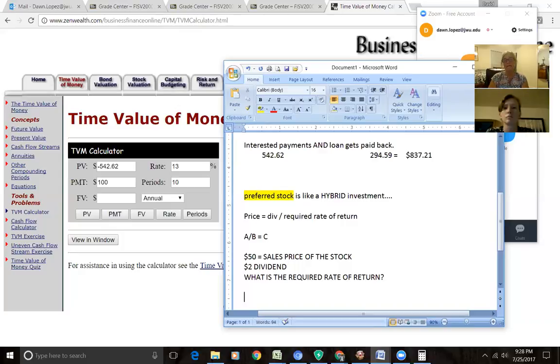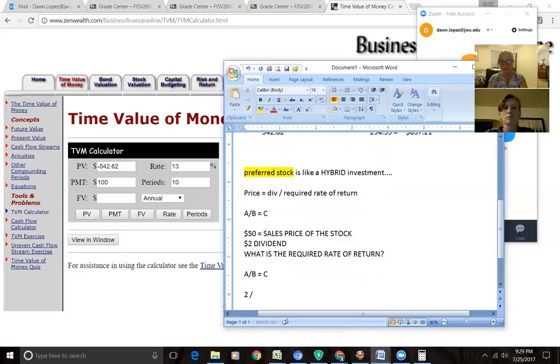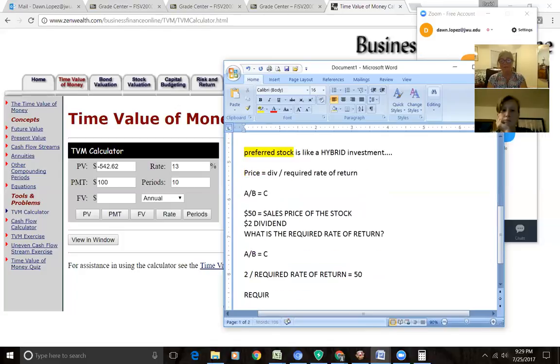What you would do is take the information that you have, in the situation I just gave you out loud, or in the problem in the textbook, and fill in your A, B, and C as you can, and you've got your formula here. I'm going to stick with that A divided by B equals C formatting. So my A is the dividend, which I know is 2, and B is the required rate of return. That's what I'm looking for. And I know this equals $50. So now I have to solve for the required rate of return.